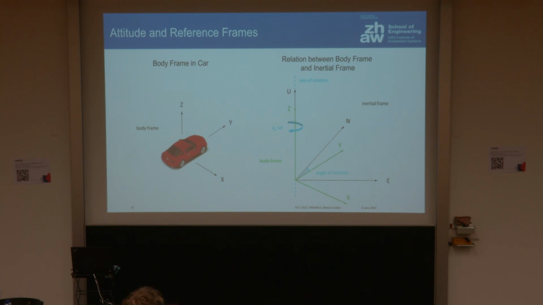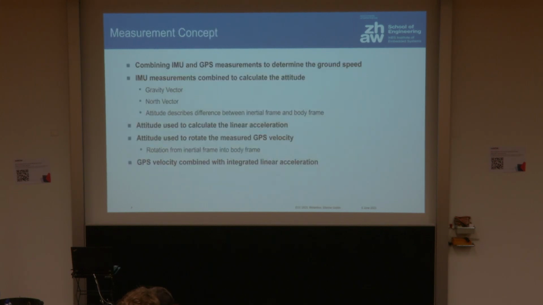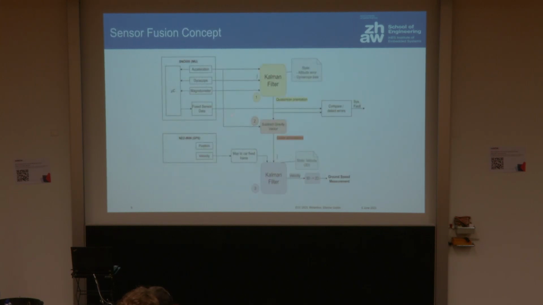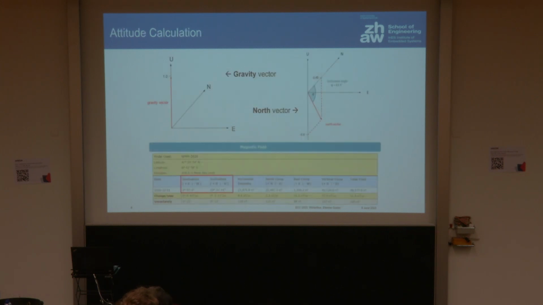So that's actually the relationship between a body frame with axes x, y, z. So the y-axis will become important because that's the forward-facing axis of the car. And we want to know where this is located with respect to our inertial reference frame that's pointing east, north, and up. That's what we do in the first step with this attitude Kalman filter. So that's what we figure out here, the orientation of the car.